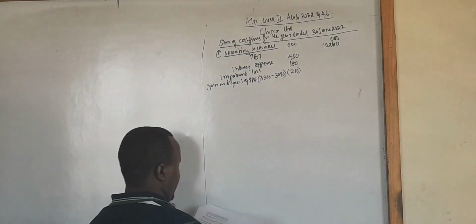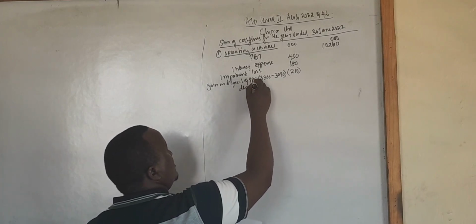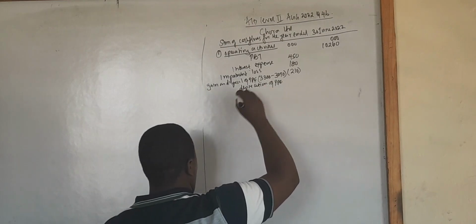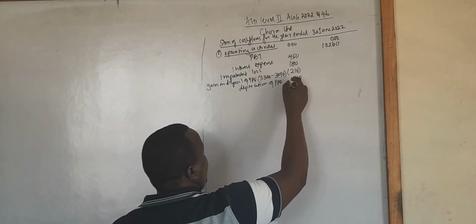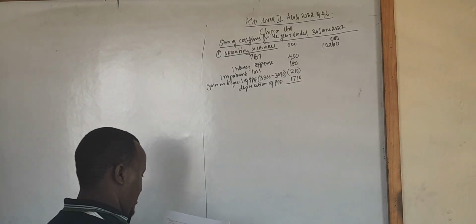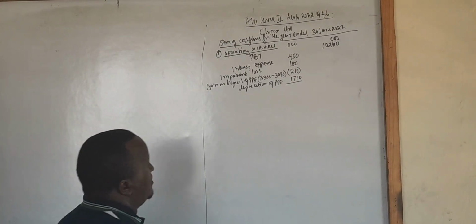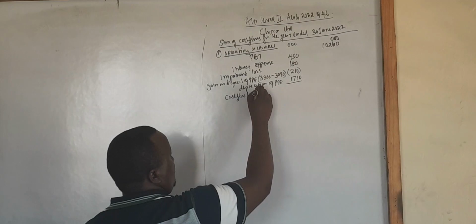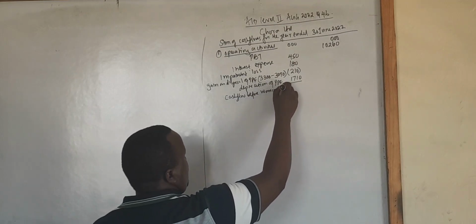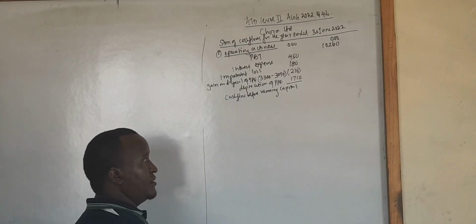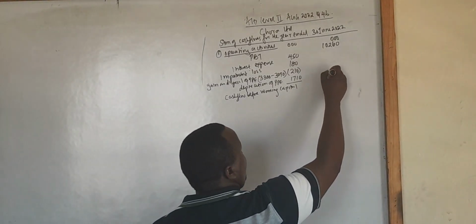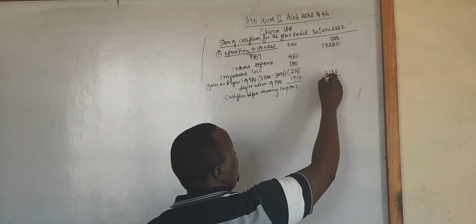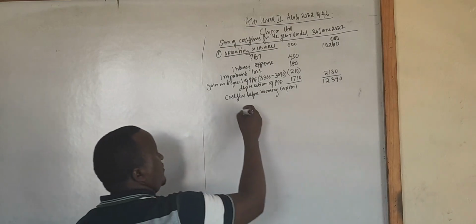Note number 4. Our depreciation for the year was? Depreciation of PPE, 1710. So total, that's all that we have there. We'll give you a total of what? Cash flow before working capital. 2130. And you add 12? 390. We go to working capital.